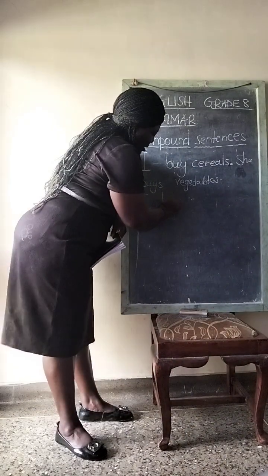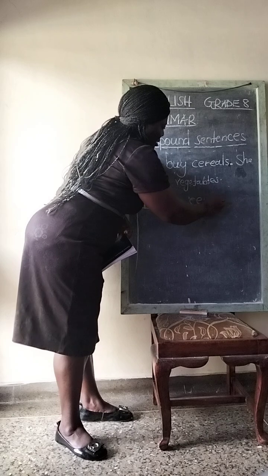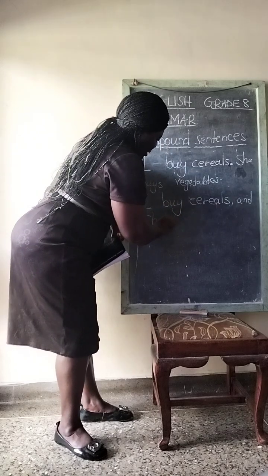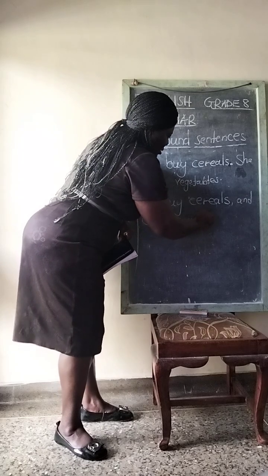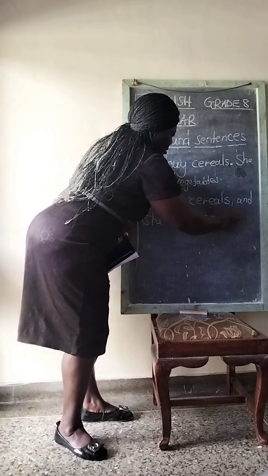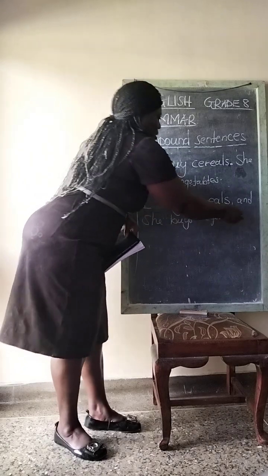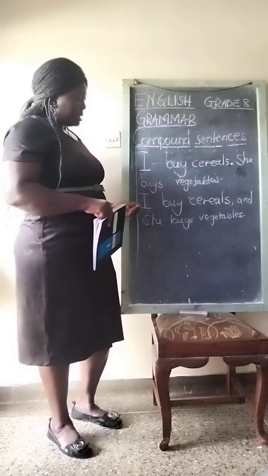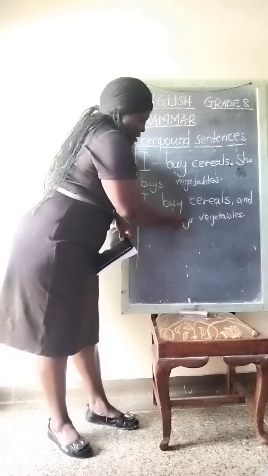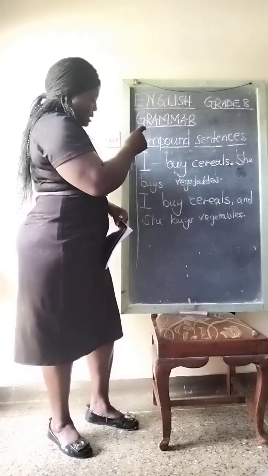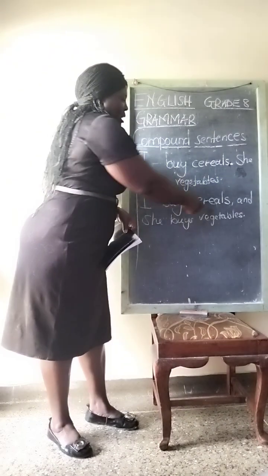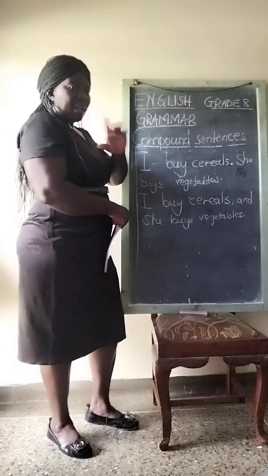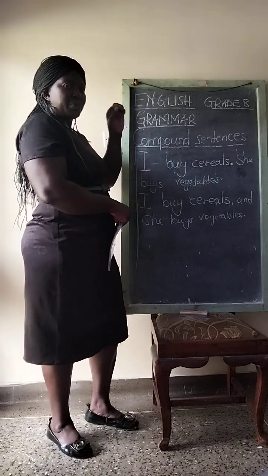So we are going to say, I buy cereals and she buys vegetables. I buy cereals and she buys vegetables. Now this one is a compound sentence. What we now have is a compound sentence. It is a sentence that has been joined together using a conjunction, and the sentences before were two simple sentences.